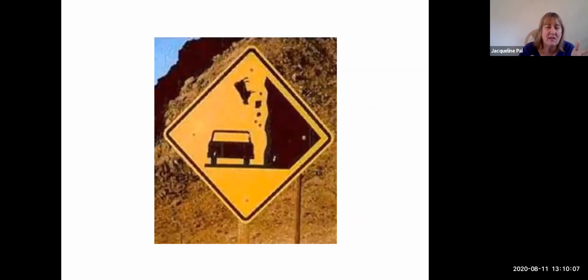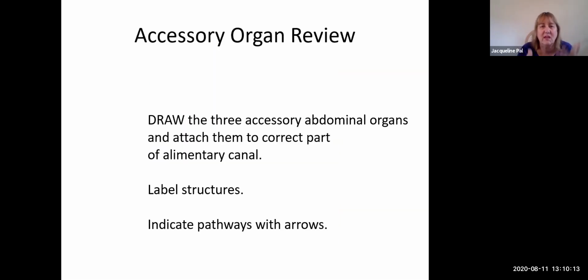With that, we are done with all the new material. However, I have a couple of study exercises for you. And the first one is, in a big picture, take an entire page or take 2 pieces of paper, put them together. Draw the 3 accessory abdominal organs, but you have to attach them to the stomach and to the small intestine. So you need to make this big because this is only part 1 where you're labeling all the organs and doing the pathways.